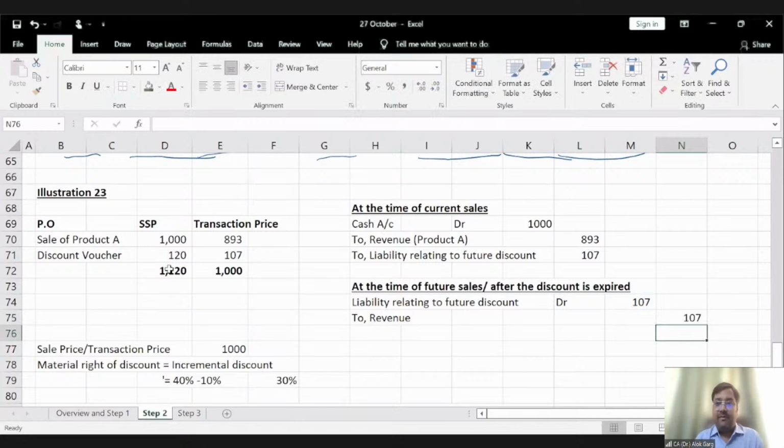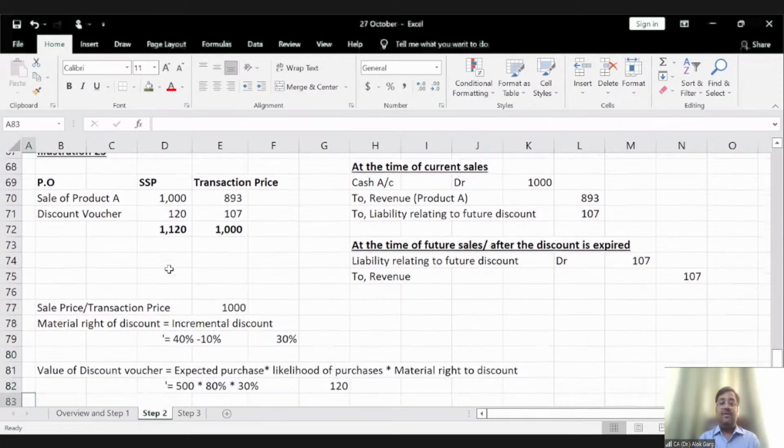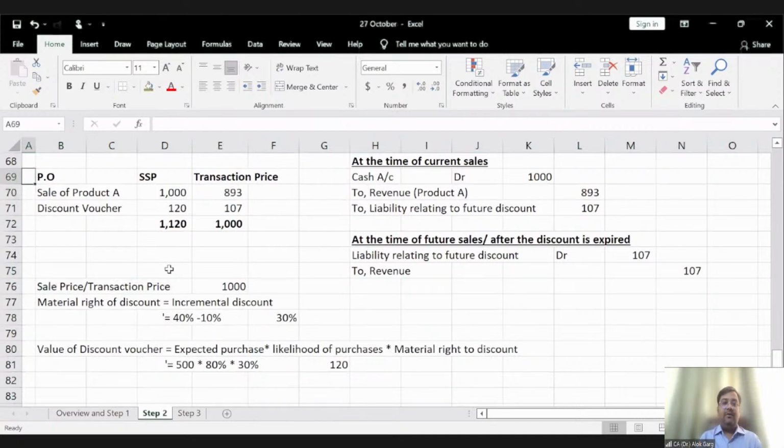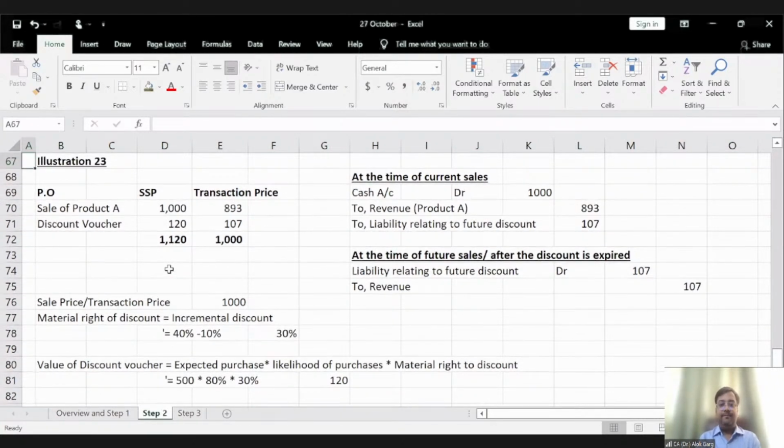So either the customer will come and buy the product, or the customer will not come. So we will wait for the expiry period. When this discount expires, we will reverse the liability and recognize the revenue. So this will be the accounting entry. Friends, I hope you have understood this illustration number 23 completely. Please let me know if you have any doubt.